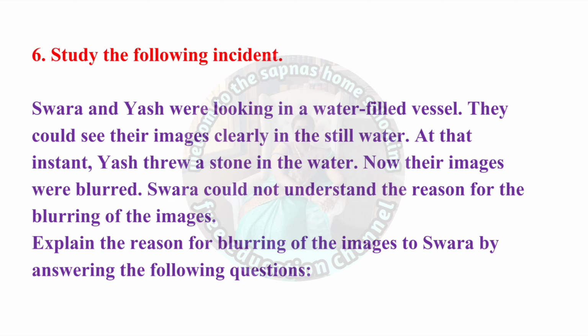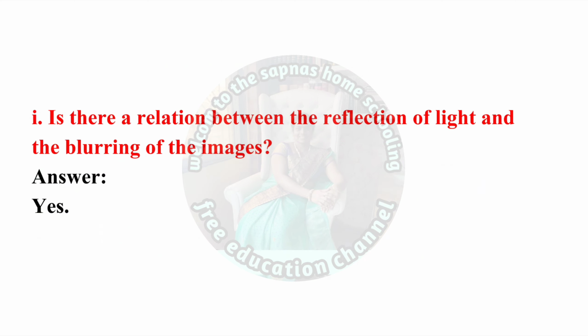Question 6. Study the following incident. Swara and Yash were looking in a water-filled vessel. They could see their images clearly in the still water. At that instant, Yash threw a stone in the water. Now their images were blurred. Swara could not understand the reason for the blurring of the images. Explain the reason for blurring of the images to Swara by answering the following questions.